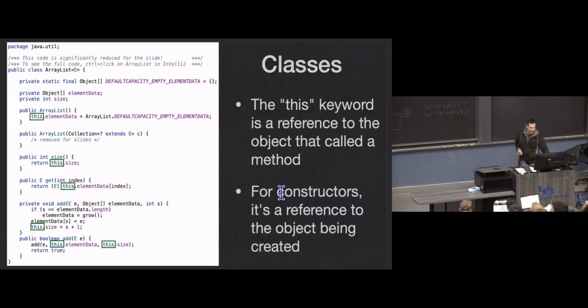nitty details of all that, but an array list will have a reference to another object on the heap, which is an array list of objects, which will have references to other objects. We don't worry about it that far.